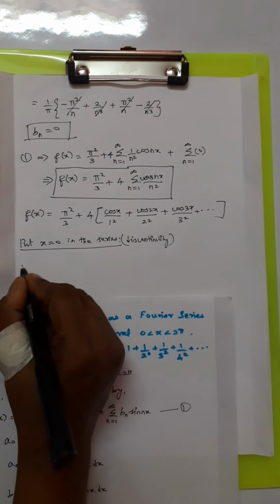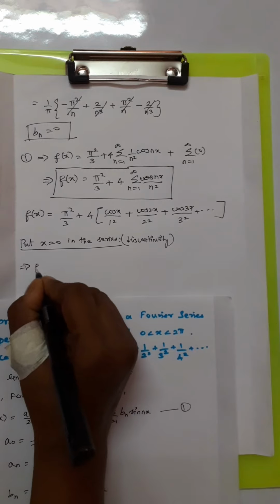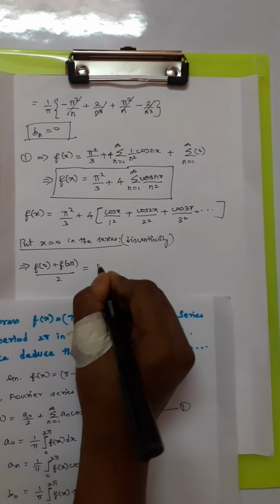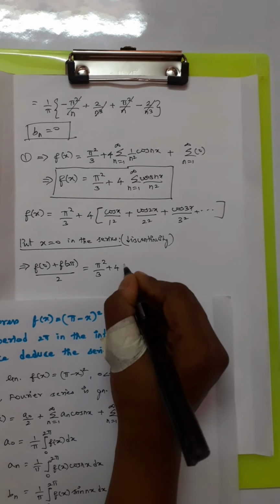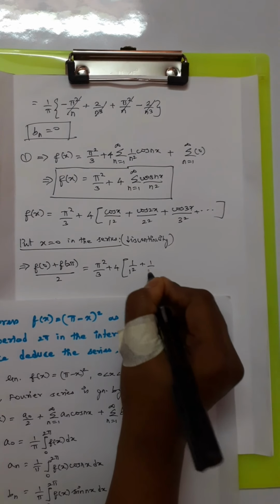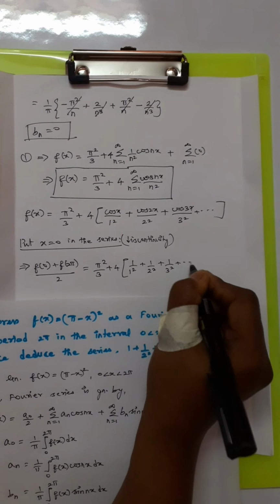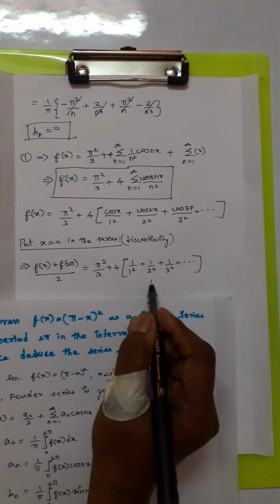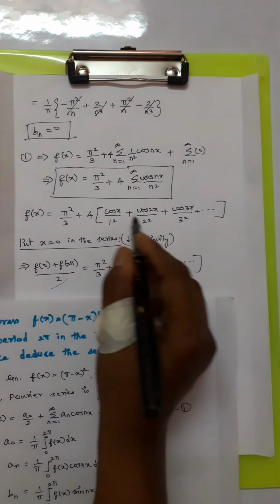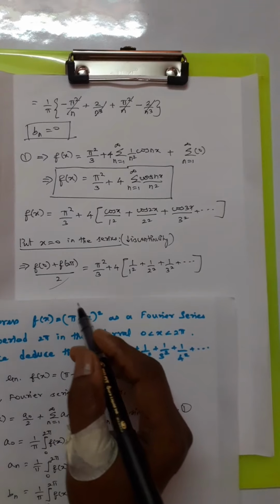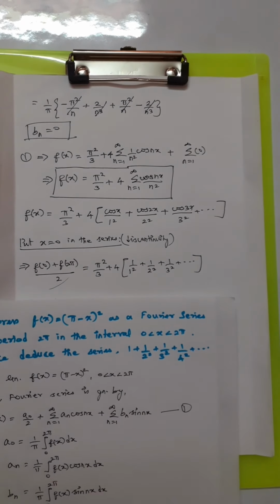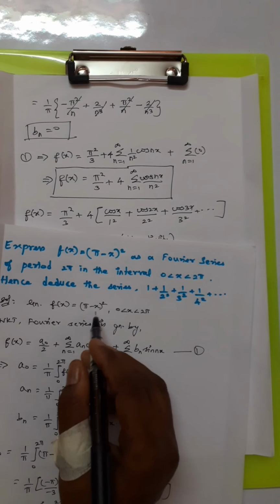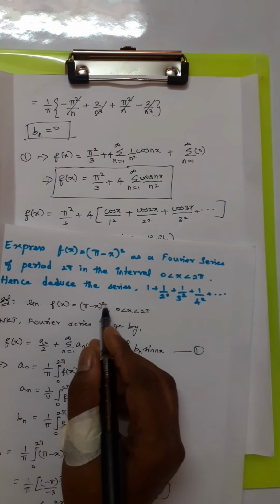So in that case LHS is given by f of 0 plus f of 2 pi by 2 is equal to pi square by 3 plus 4 into 1 by 1 square plus 1 by 2 square plus 1 by 3 square plus etc. It goes on. Putting x equal to 0 on both LHS as well as RHS. And in the case of LHS, if it is a discontinuity, this is the procedure to find the value of the function f of x. Now f of 0. f of x is pi minus x the whole square. So f of 0, putting x equal to 0, is just pi square.